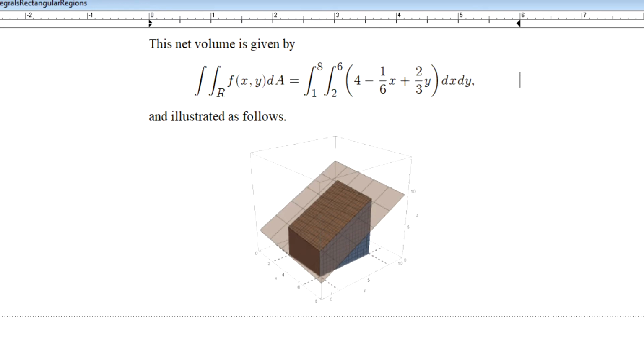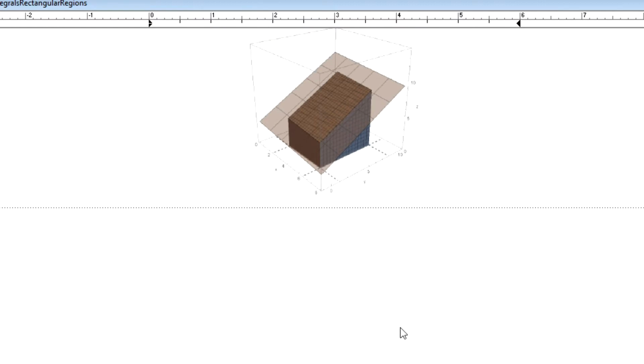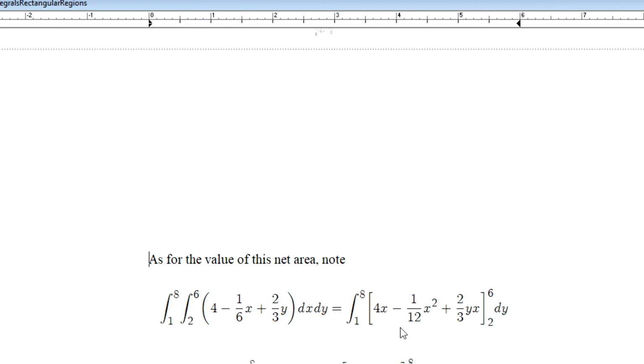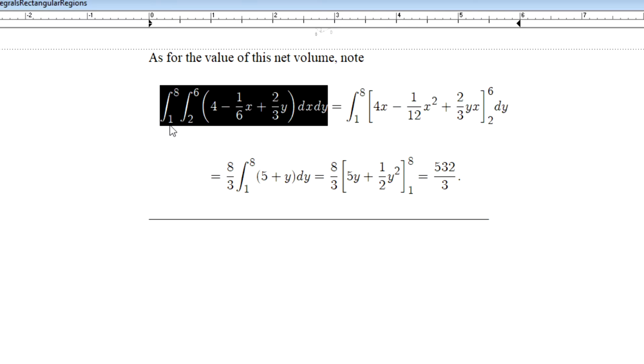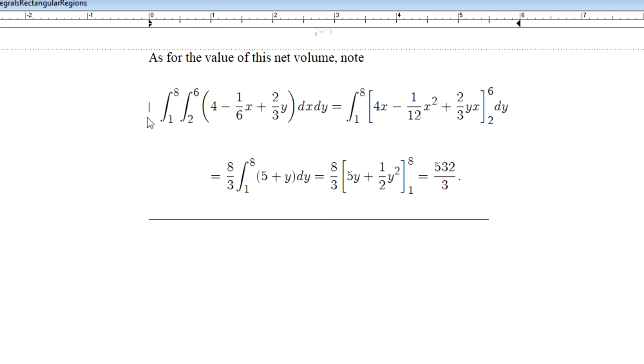If I was to highlight that integration here, it's for that net volume. Oh, careful there, I've got a typo here. As for the net volume, note that net volume, that double integral from 1 to 8 with respect to y, and then from 2 to 6 with respect to x, where we're going to integrate first with respect to x and then with respect to y, is given by this here.